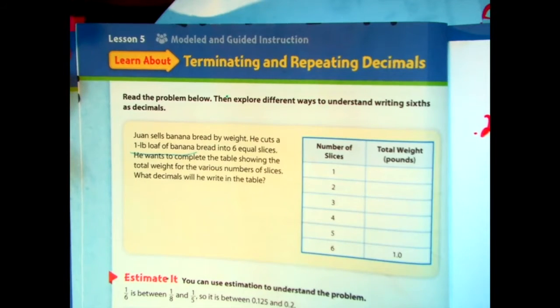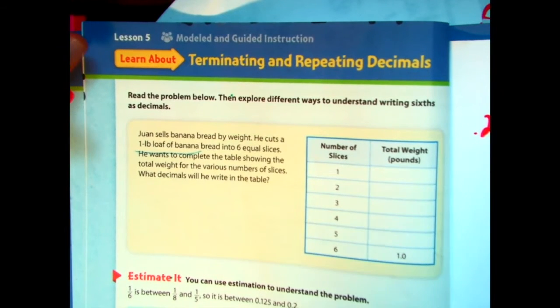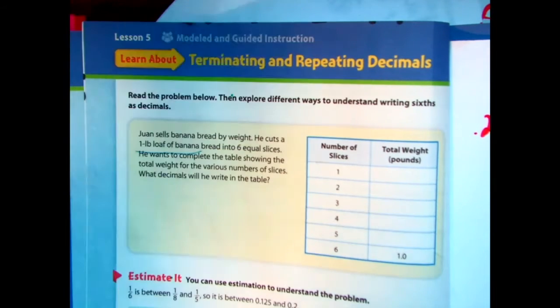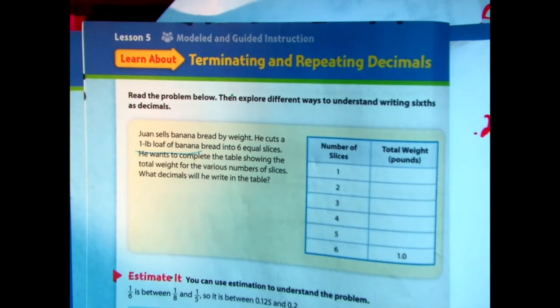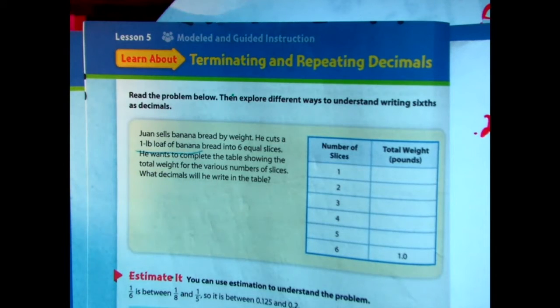Let's continue onward and forward. This says Juan sells bread by weight. He cuts a 1 pound loaf of banana bread into 6 equal slices. He wants to complete the table showing the total weight for the various number of slices. What decimals will he write in this table?